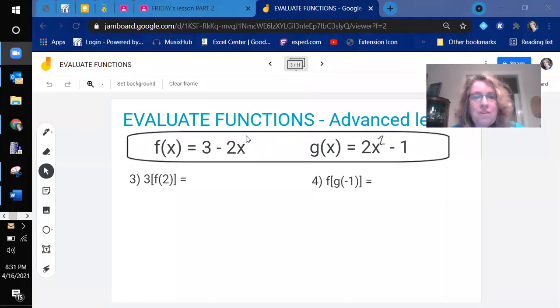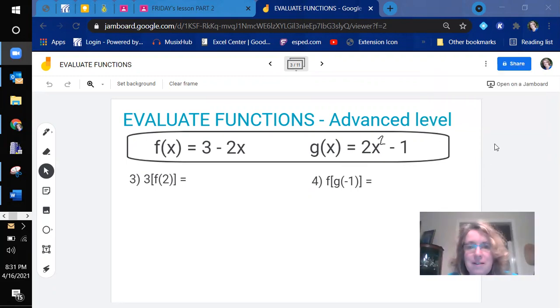Okay, I want to review how to do the ones that are nested, where you see an inside one and an outside one. And let's get to this. So here's one. There I have two functions, and they usually give you a choice of two functions to work with. And that's just the standard way that we practice this. So the first one, you can see there's a 3 on the outside, and the inside is f of 2.